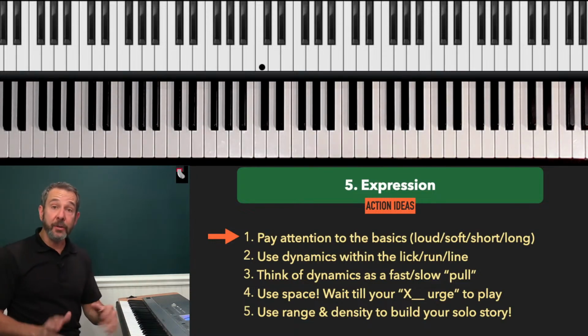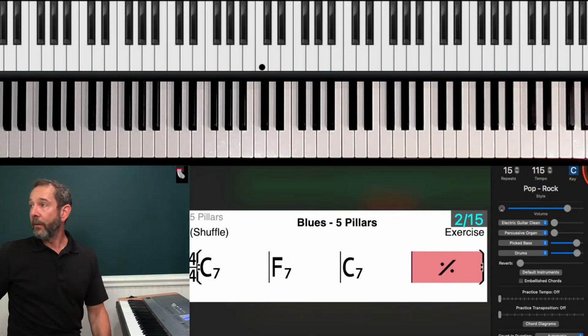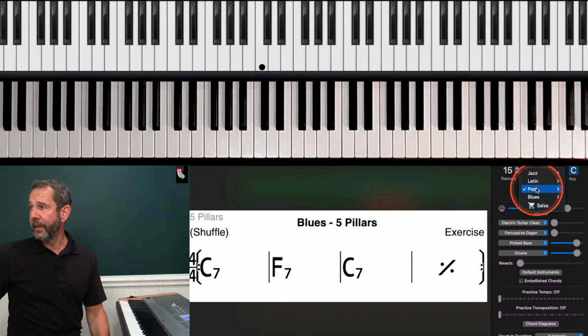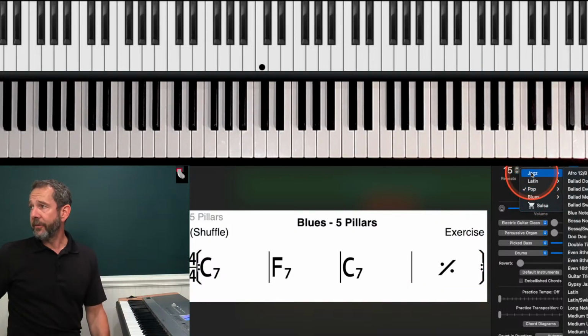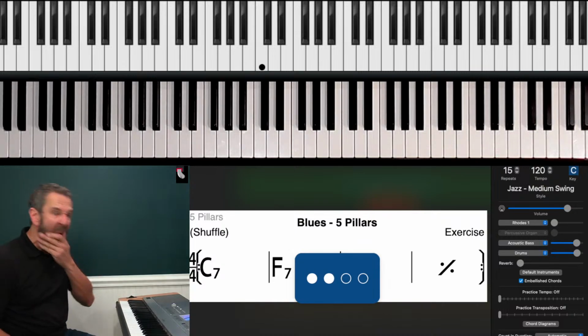So how do I do that? Well, let's just take, again, that very simple 4-measure pattern. This time we'll change this over to a medium swing, okay? And then let's also, just for time's sake, so we have time for questions, take it up to 120, right? Make it a little bit more medium.